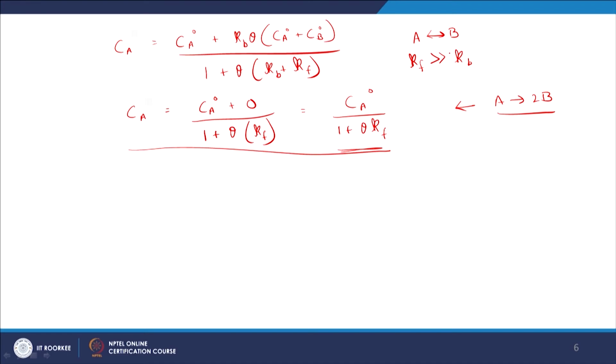So, we now looked at the specific case when K forward is far greater than K backward, and with that we went ahead with our particular case and tried to look at the situation, and we end up with a set of variables that is more or less the same as in our example when we looked at the irreversible case of A goes to 2B, right.